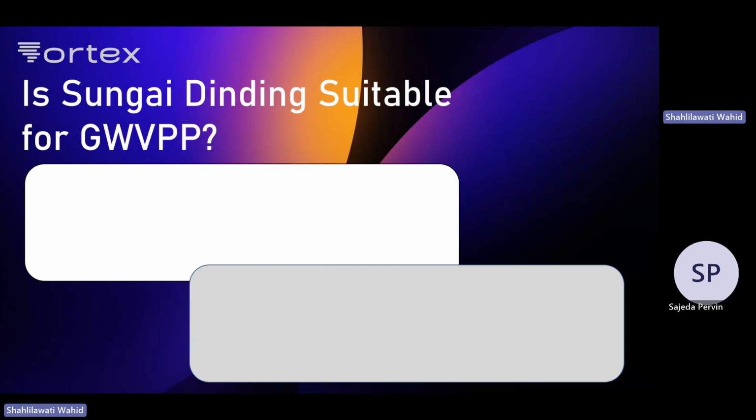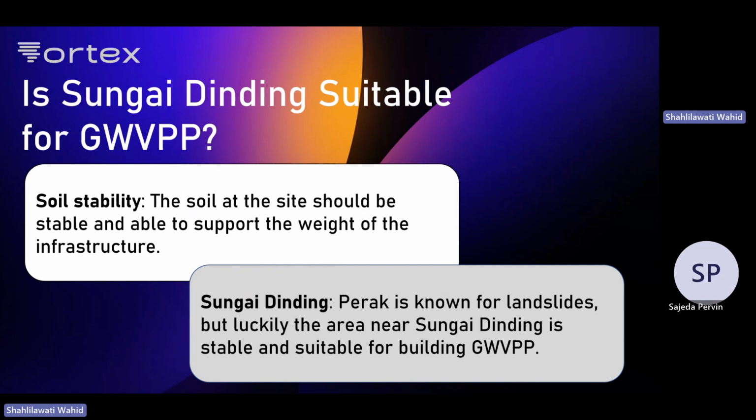Next up, let's talk about the soil stability. Of course, the soil in the river and beside the river has to be strong enough to support the GWVPP and the dam that we're going to build around it. Fortunately for us, the expert decision making for the location means that Sungai Gending has strong soil to support the GWVPP, despite Perang being known for relative landslides in the area.